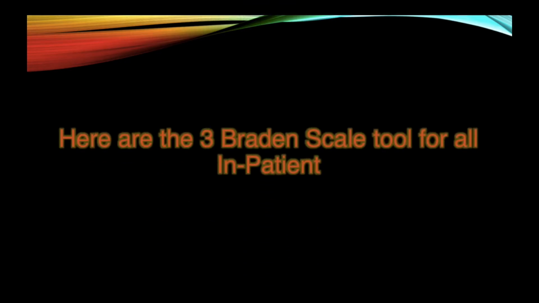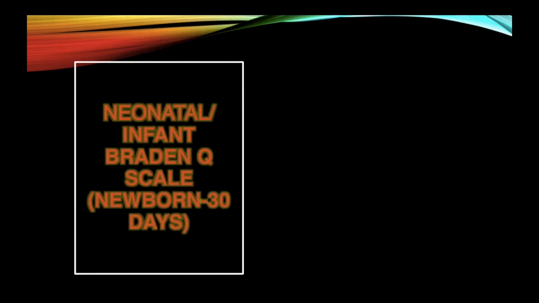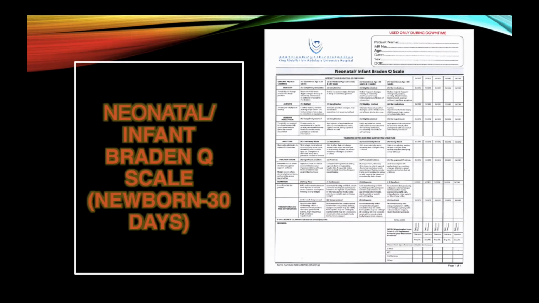Here are the three Braden scale tools for all inpatient. First of all, the neonatal or infant Braden Q scale for newborn to 30 days. Assess each of the 8 subscales and select the description for each category that best describes the neonate patient's current condition. The 8 subscales are general physical condition, mobility, activity, sensory perception, moisture, friction and shear, nutrition, tissue perfusion and oxygenation. Each of the 8 subscales is scored from 1 to 4.